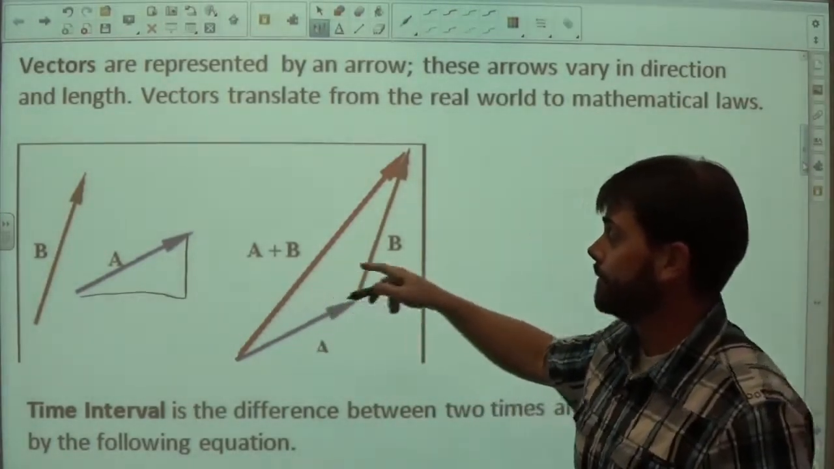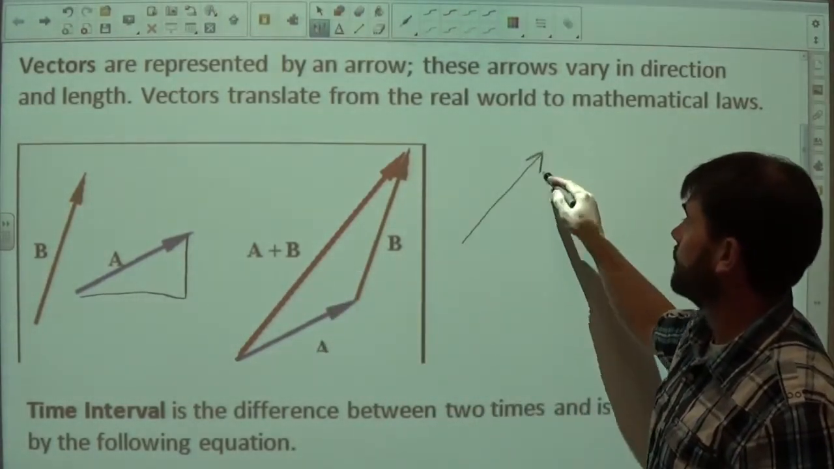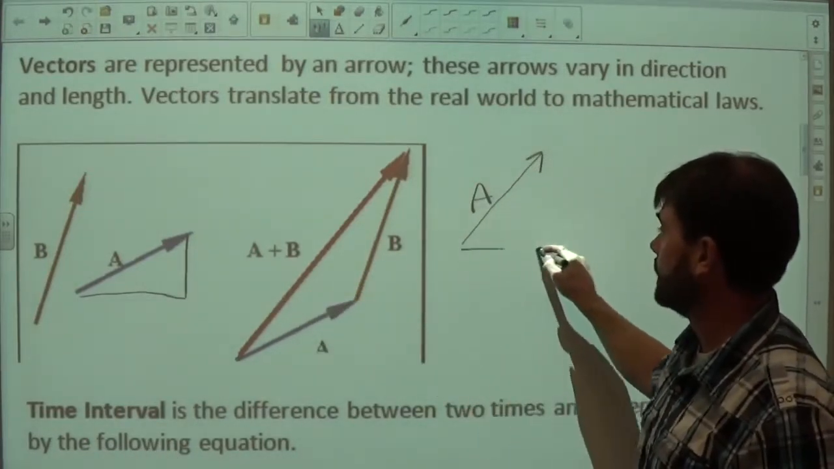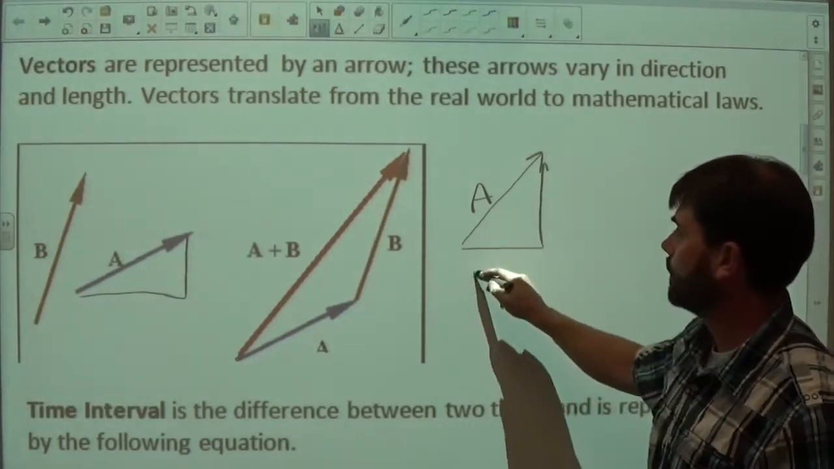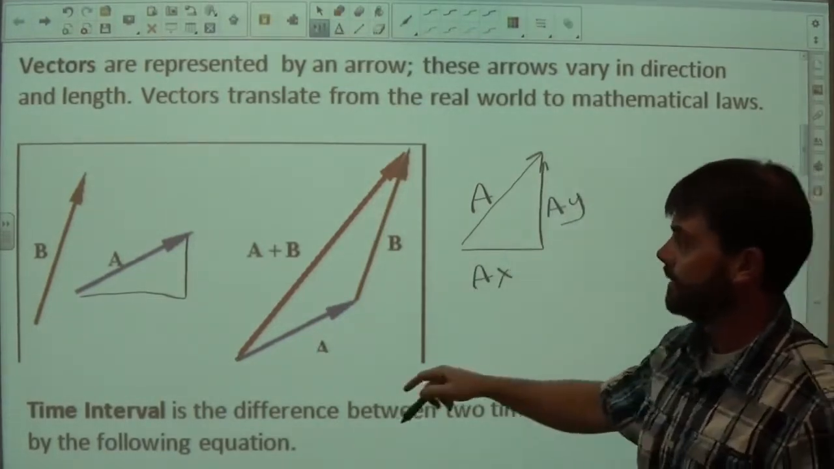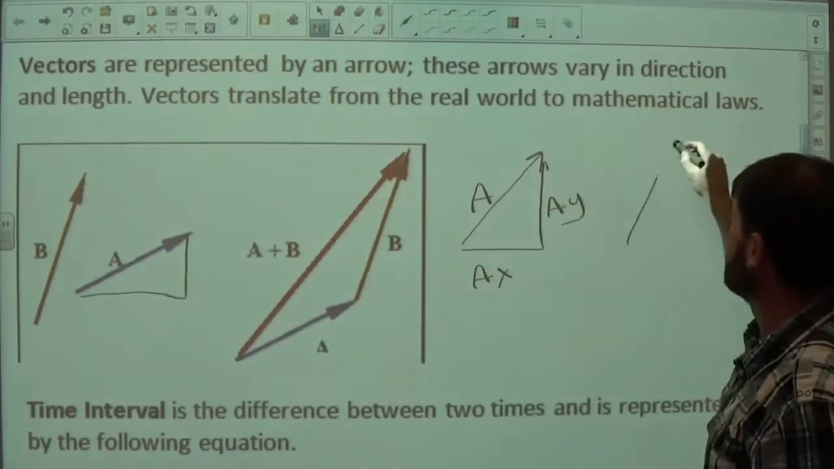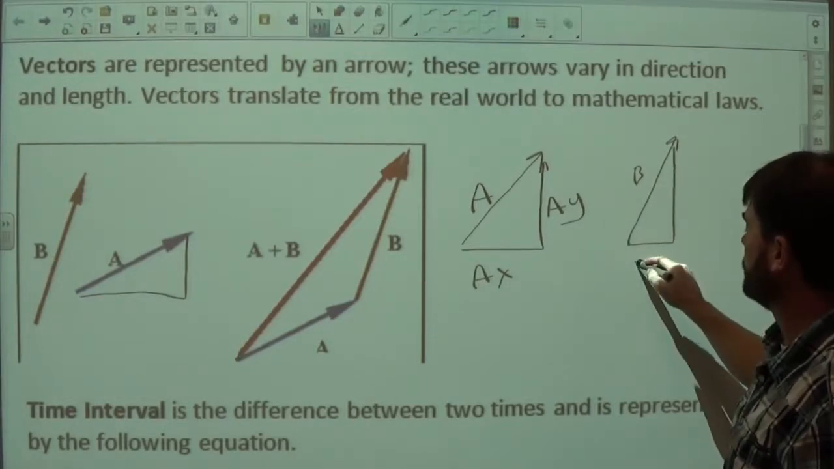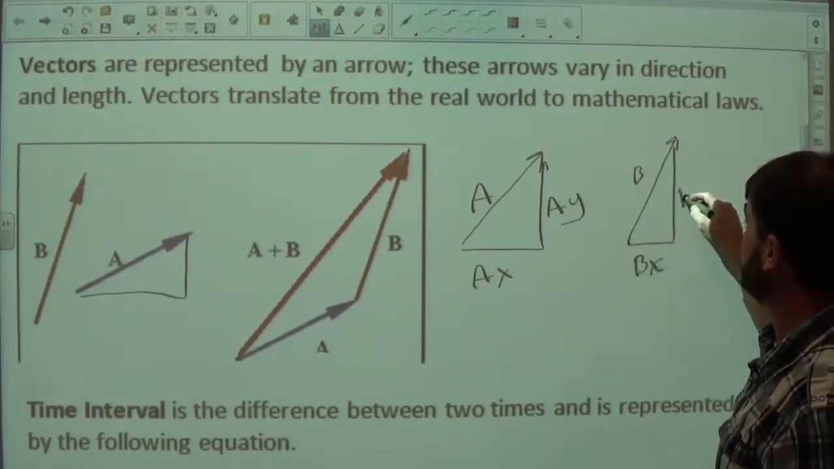Simply put, a vector can be broken up into two components. If this is vector A, you can always break it down into the horizontal and vertical components, which you would call A of X and A of Y. You can do the same thing for vector B. Even though it's pointed in this direction, we can break it up into the X and the Y component. So this is B of X and B of Y.